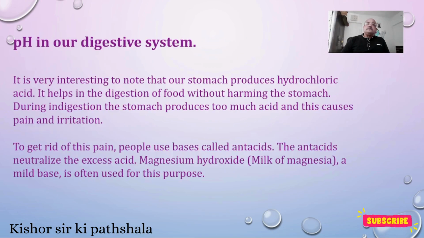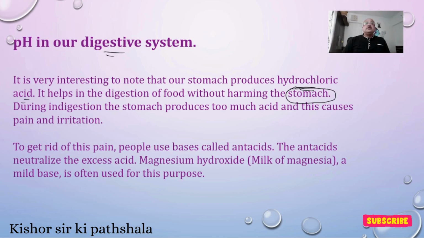Then let's see pH in our digestive system. It is very interesting to note that the stomach produces hydrochloric acid, and it helps digestion of the food without harming the stomach. There is a lining which prevents this acid from getting in touch with the stomach lining.